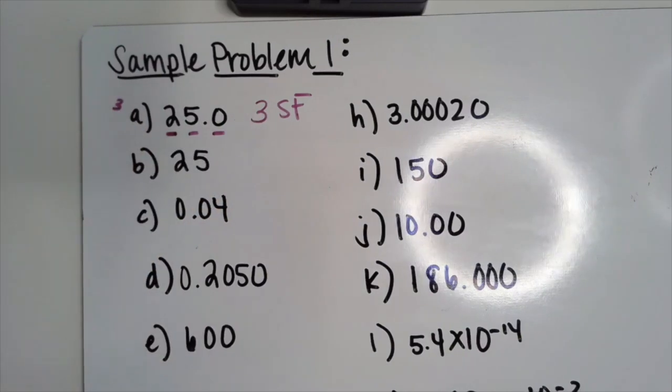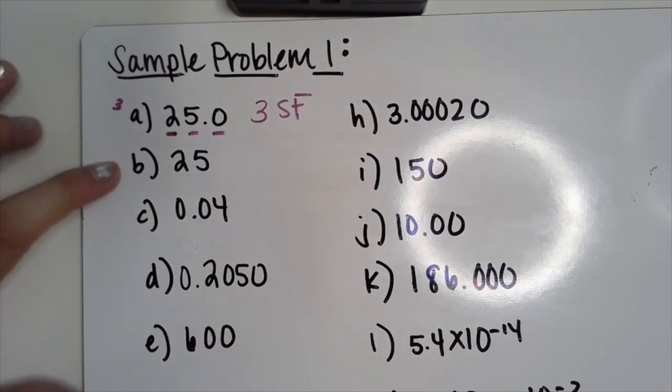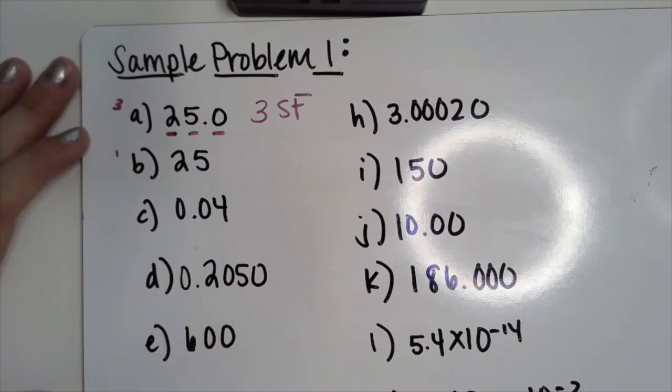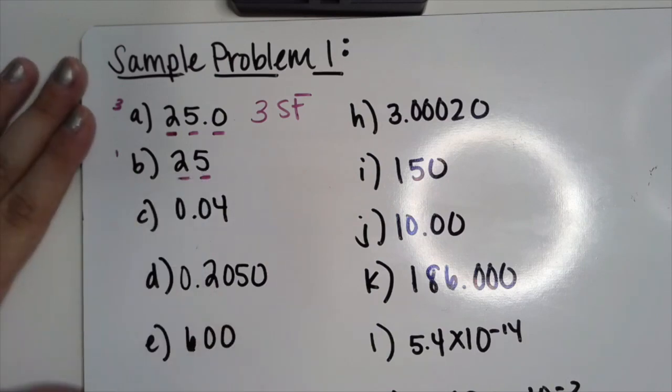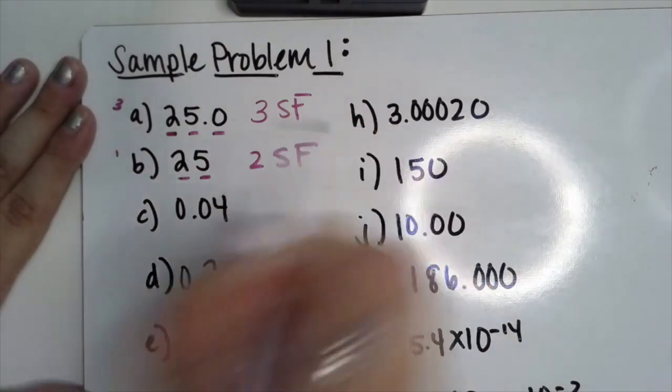Let's compare that to B. So how many significant figures are in letter B? Well, there's no decimal point here, so this has to deal with rule number 1. You just have to look at how many non-zero numbers there are. In this case, there's only 2. So this value has 2 significant figures.